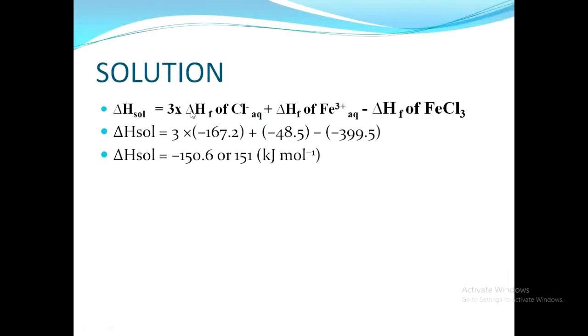And you can see that by putting in the values of the enthalpies of formation of chloride, Fe3+ and iron chloride, you get the enthalpy of solution equivalent to minus 150.6 kilojoule per mole. This is how the question was to be done. But do remember, for the solution of this question, you must draw the Hess's cycle first so as to correlate the direct and indirect path.